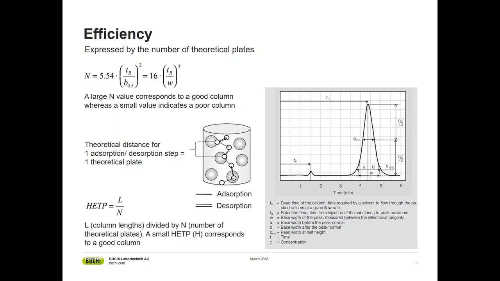Now, what is the theoretical plate? It's actually the theoretical distance for one adsorption and one desorption step. The more steps you get, the higher the efficiency. The smaller is the base width of the peak, and with this, the sharper is the peak. And this is what you need for a good separation. Sometimes people are talking about HETP, which stands for height equivalent to a theoretical plate, calculated via the length of the cartridge divided by the number of theoretical plates. So the smaller this number, the better.